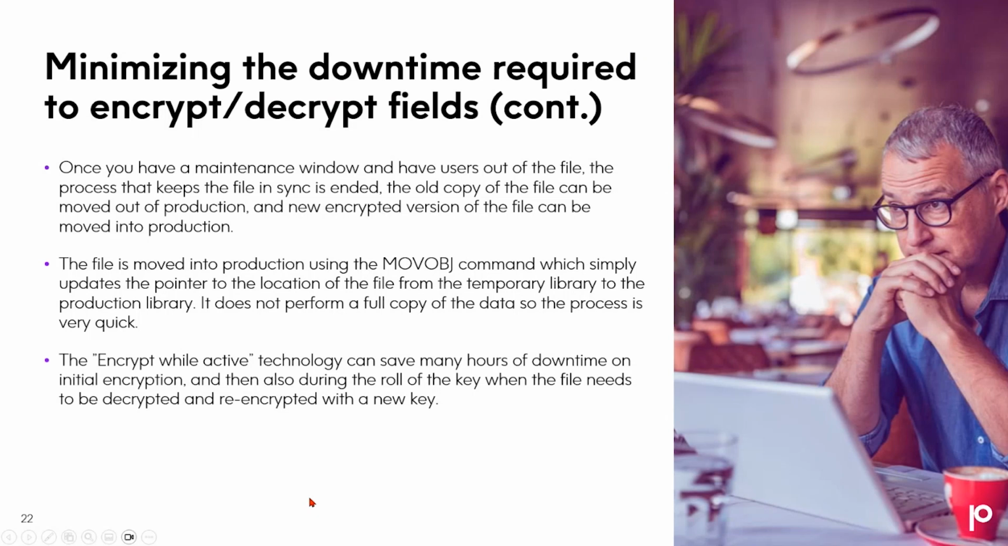So you can let this run as long as you want to. There's actually a screen where you can watch the status. It'll tell you the percentage of records copied. It'll also keep track of the events, which are new adds, changes, or deletes. And once you have a maintenance window, and it doesn't have to be a real long one, and users are out of the file, maybe this is your Saturday night window from 8 to 10 p.m. or something like that, there's a process where we stop keeping the file in sync. We call it idling. While it's keeping it in sync, we end that idle, and then the old copy of the file can be taken out of production and put into an archive library, and then the new encrypted version of the file can be moved into production. We recommend using the move object command because it simply updates a pointer on the OS.